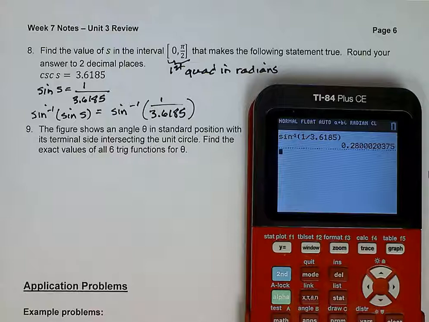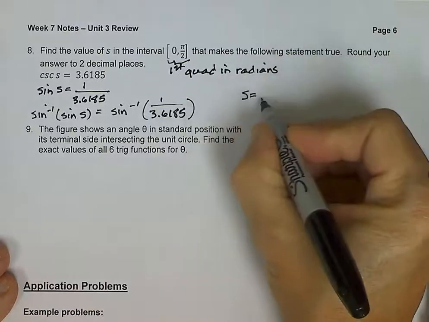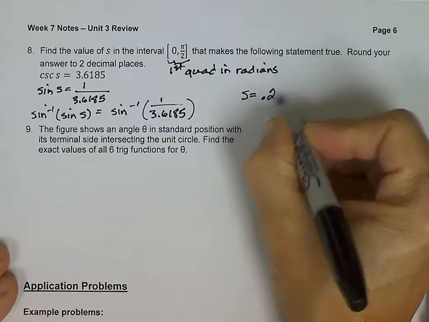That's giving me my angle measure in radians, and it asks me to round to 2 decimal places. That gives me an answer for S as 0.28 radians.